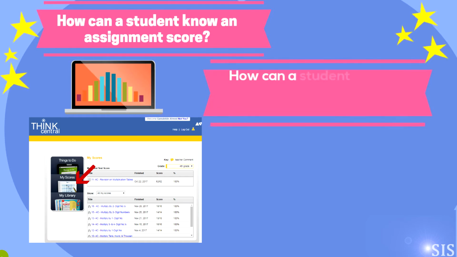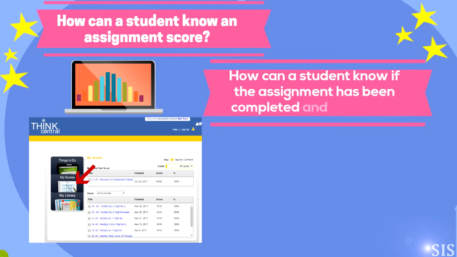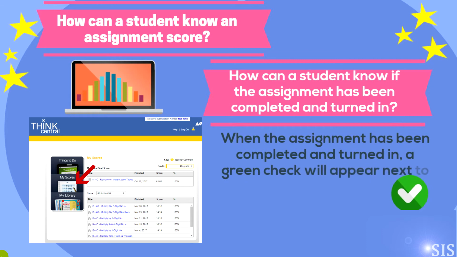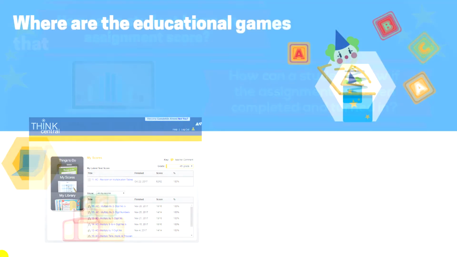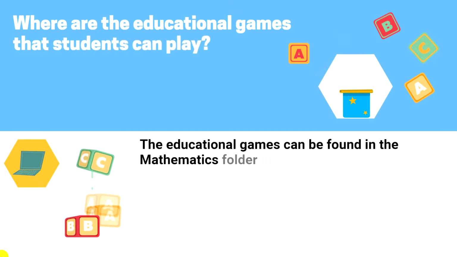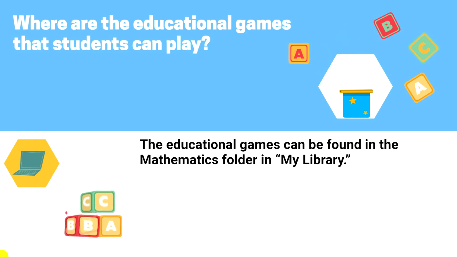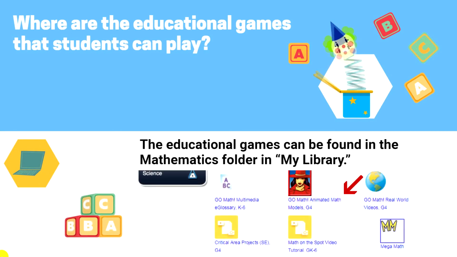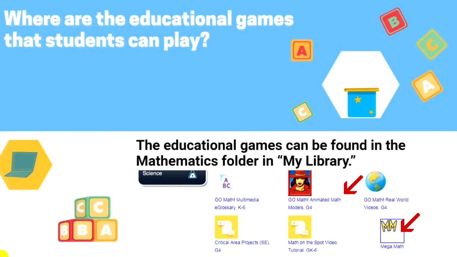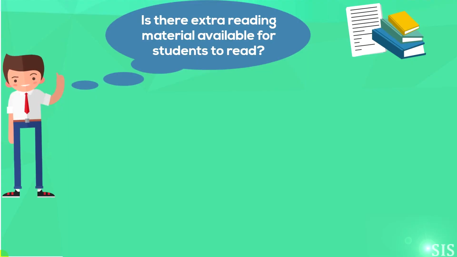How can a student know if the assignment has been completed and turned in? When the assignment has been completed and turned in, a green check will appear next to the assignment title. Where are the educational games that students can play? The educational games can be found in the Mathematics folder in My Library. The Go Math, Animated Math Models and Mega Math make learning the different math concepts more interesting and easy to understand.